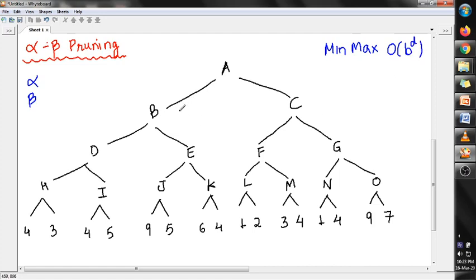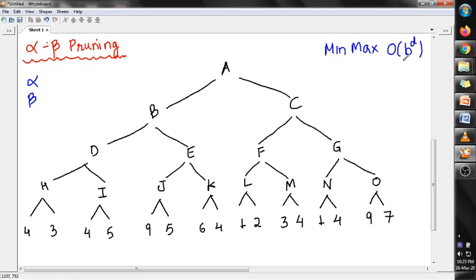So what is branching factor? Suppose in this tree you can see all nodes have two children, fixed two children, so that's why the branching factor is 2. And what is the depth? Suppose this is 1, 2, 3, 4, 5, so this number of levels is called depth.